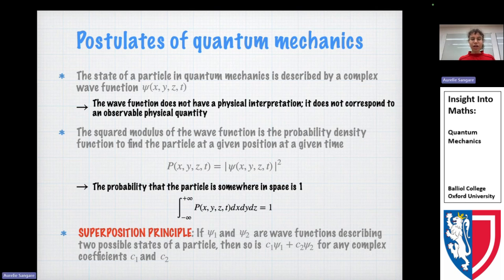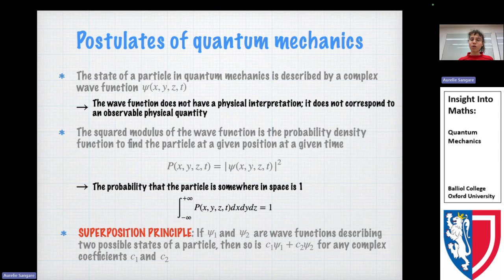And then finally, really the absolute key postulate of quantum mechanics is the superposition principle. So what the superposition principle says is that if psi1 and psi2, and perhaps I should mention, if you haven't come across this letter before, psi is just the Greek letter for the wave function. That's what it's called, psi.